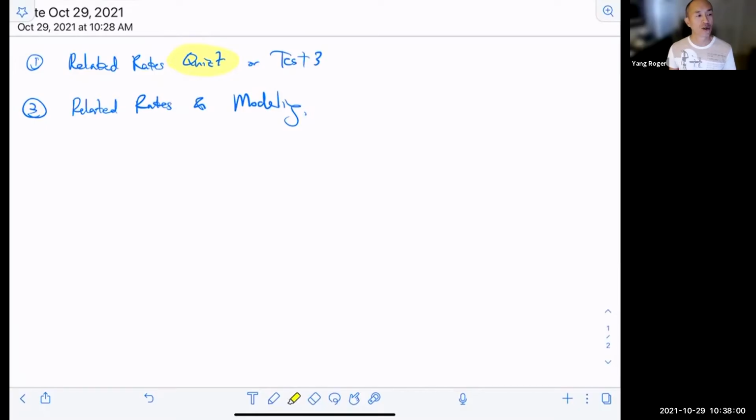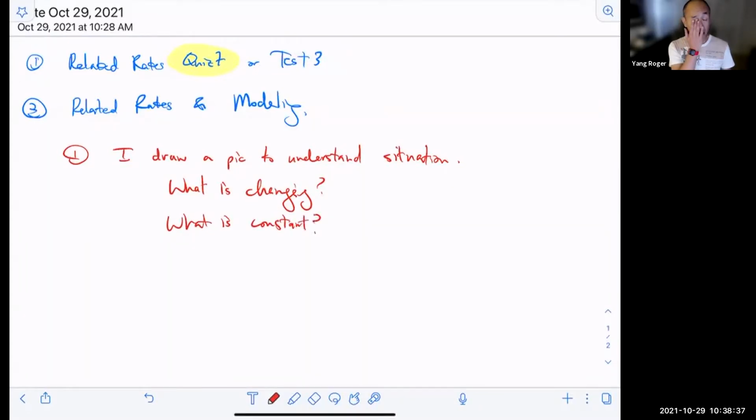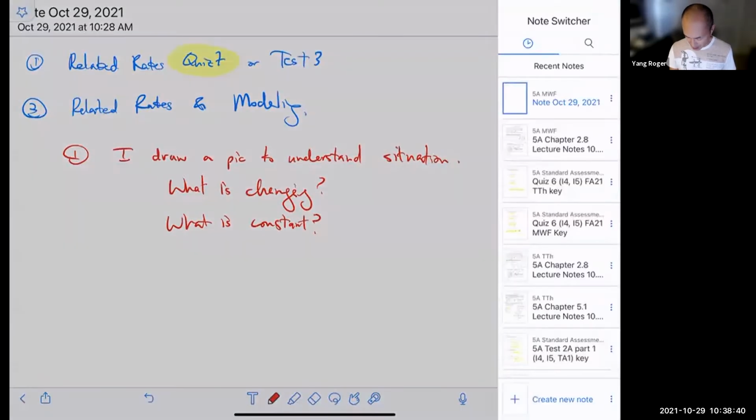Okay? So let me remind you of our process. I think what I generally do is I draw a picture to understand the situation. In other words, what is changing, right? What is constant? Okay. So what picture am I talking about here?